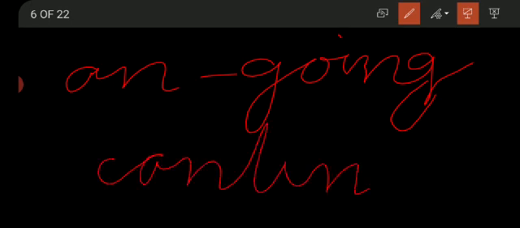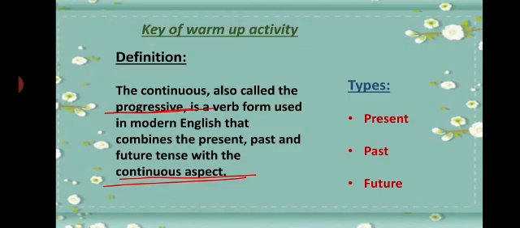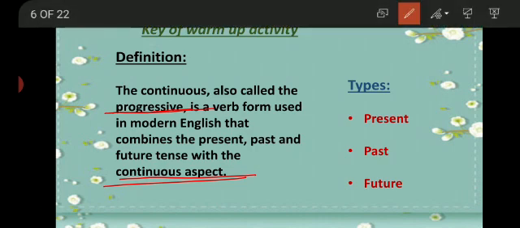Or you may also say that the word continuous is derived from the word continue. And continuing actions are those actions which are still in progress. So the continuous tenses are the tenses which have the continuous aspect. And how many types of continuous tenses are there? There are 3 types according to the tenses.